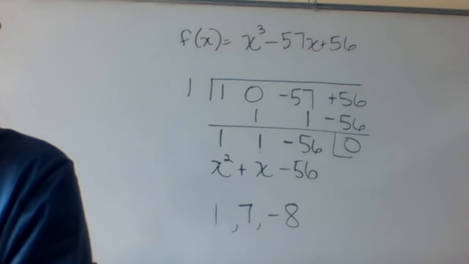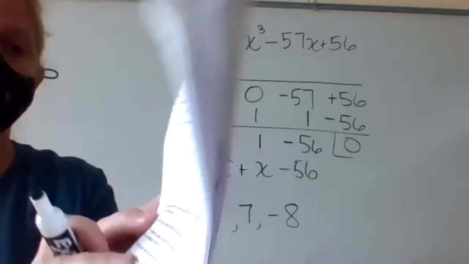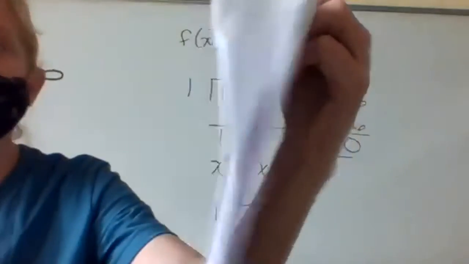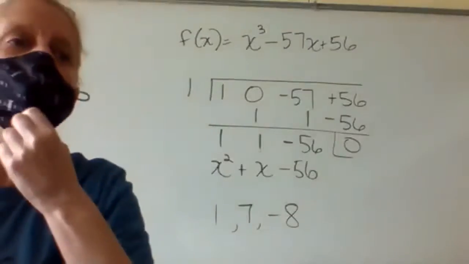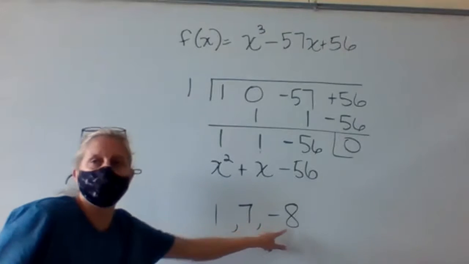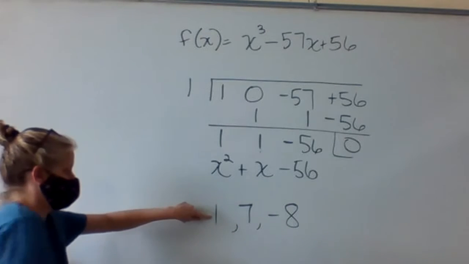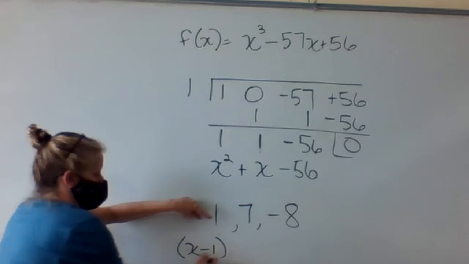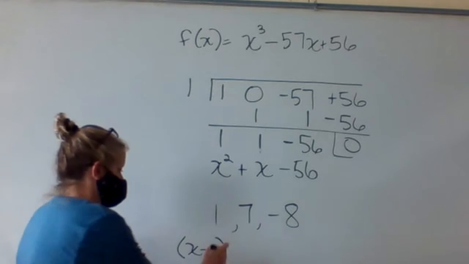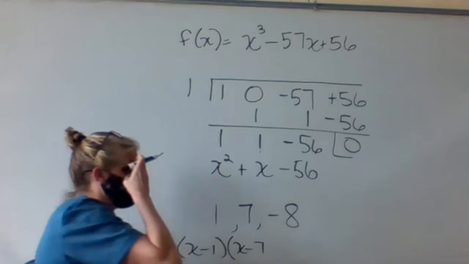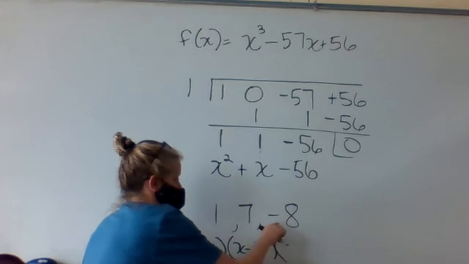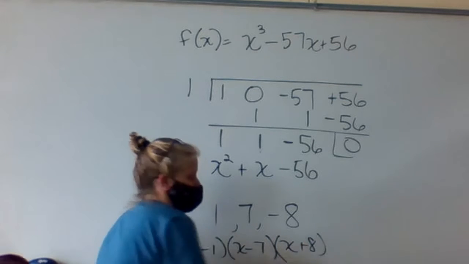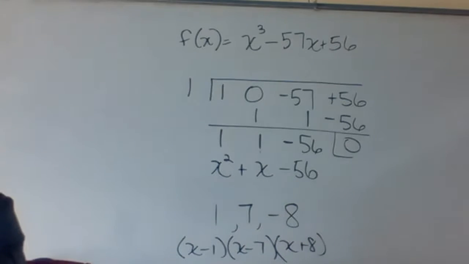Oh, this one has one more step. So there are only rational zeros because there's no i's or square roots. So the only rational zeros are negative 8, 1, and 7. The second part of this wants me to write out the factorizations, which means what factors would those have come from? What would this one have come from? X minus 1. What would this one have come from? X minus 7. And what would this one have come from? X plus 8. So that would have been the factorization.